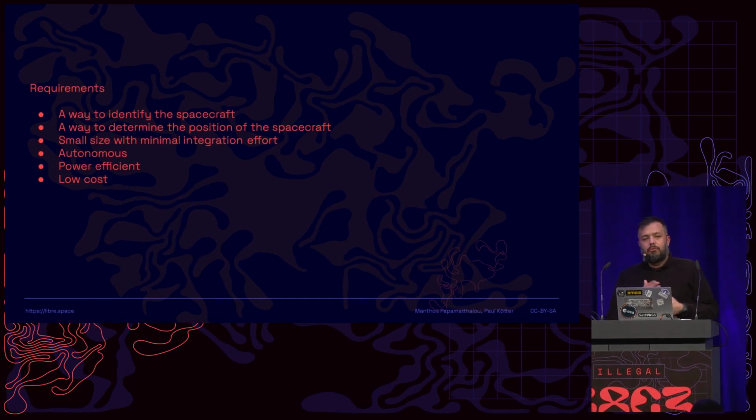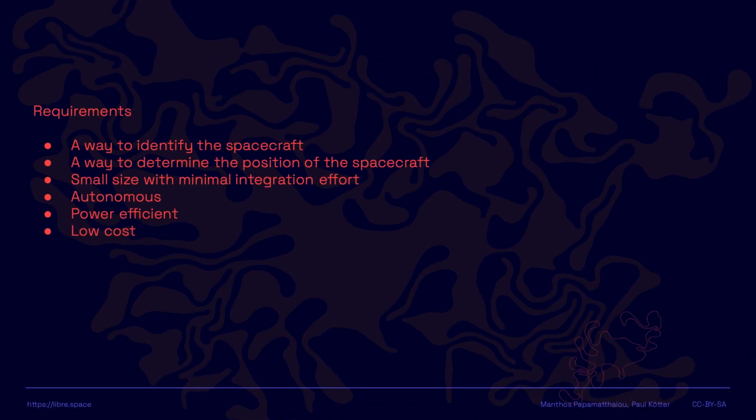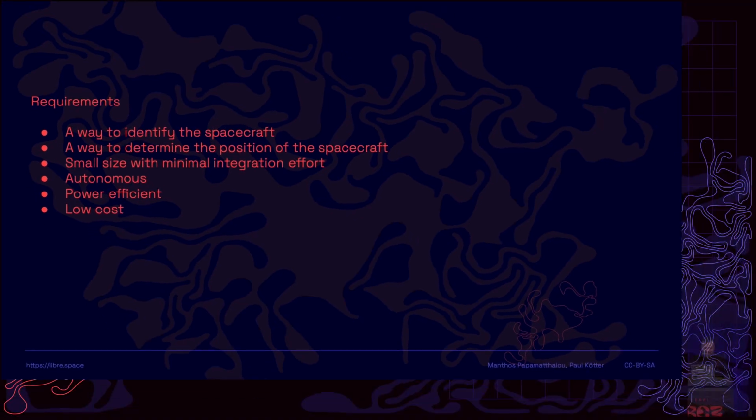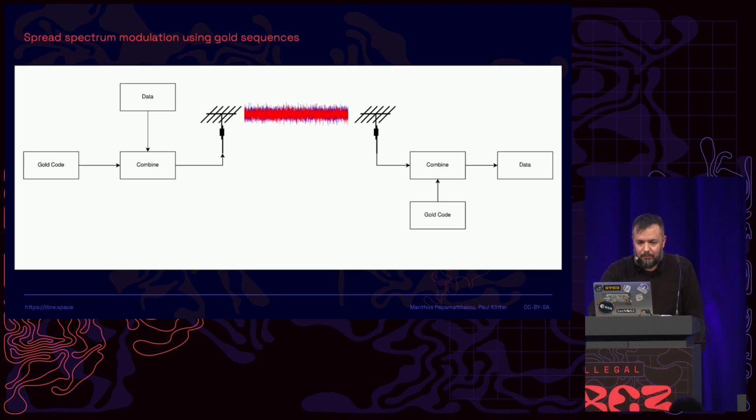So the requirements were that they wanted a protocol with a way to identify a spacecraft and to determine its position, small in size with minimal integration effort from the satellite operator, and autonomous. So if the satellite goes off, the beacon should still be beaconing, independent from the satellite, power efficient, and as always, low cost.